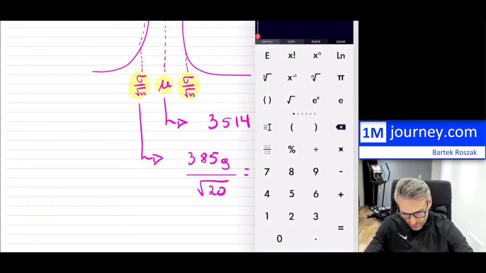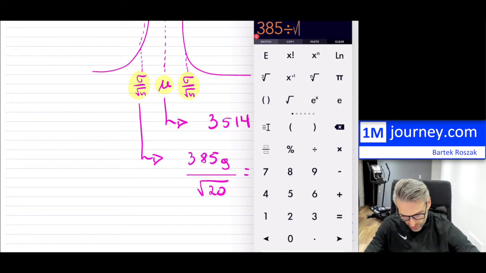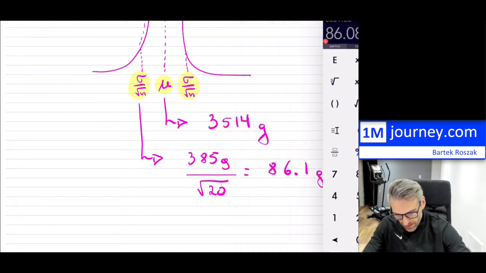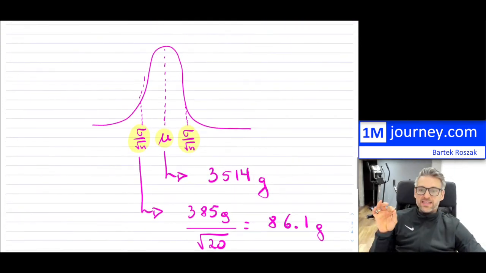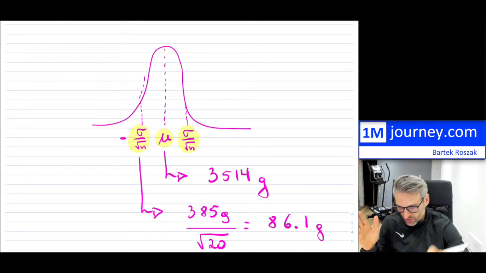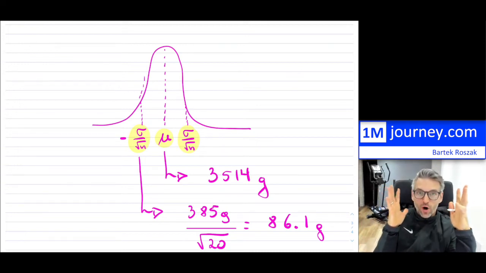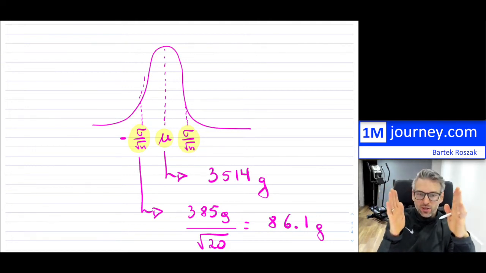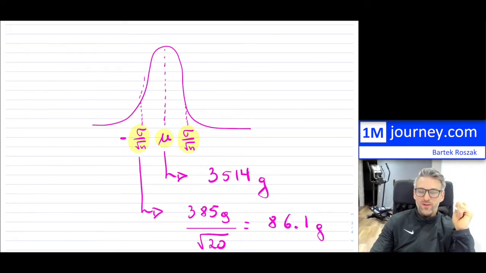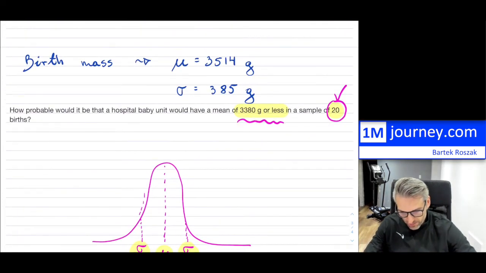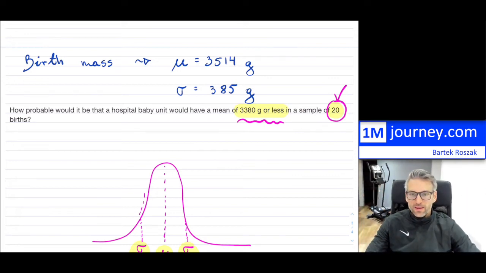So if I do that, let me pull up the calculator here. So divided by square root of 20. So that would have been 86.1 grams, all right? So what that means is that within that 86.1 grams, 68%, from the right and to the left, 68% of all the samples that would have been at 20 would fall within that, close to your original mean of 3,514.